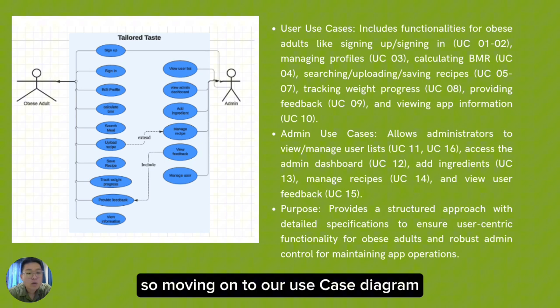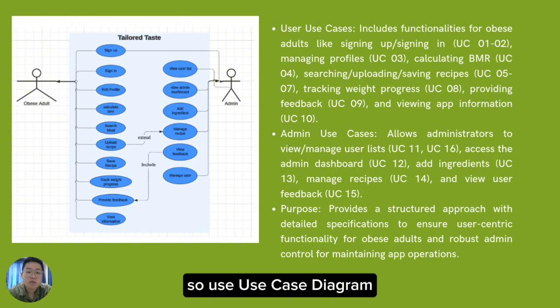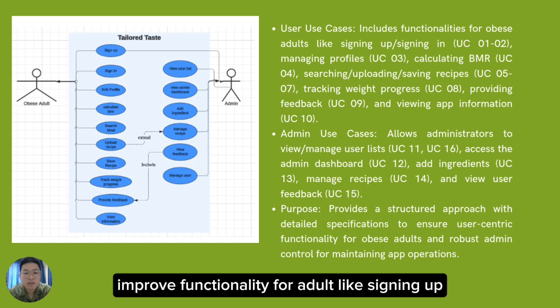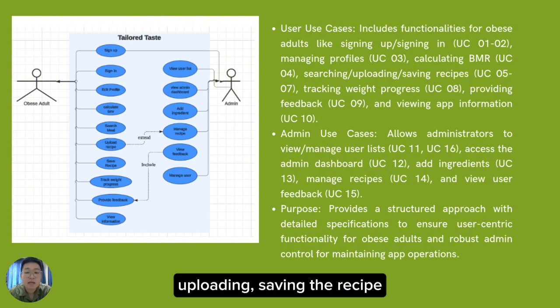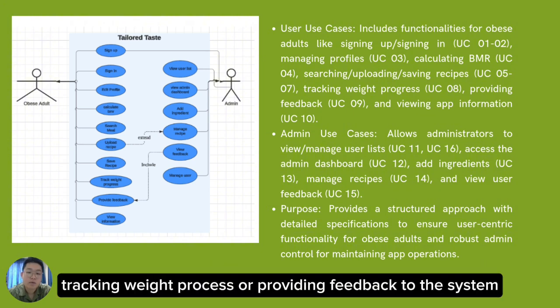So moving on to our use case diagram. The use case diagram includes functionality for adults like signing up, signing in, managing their profile, calculating BMR, and also searching, uploading, saving recipes, tracking weight progress, and providing feedback to the system.